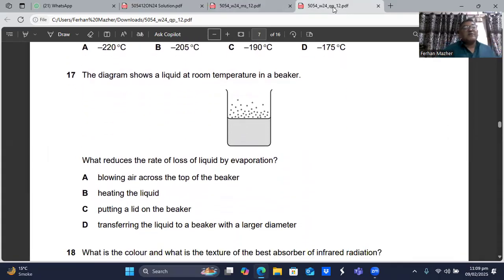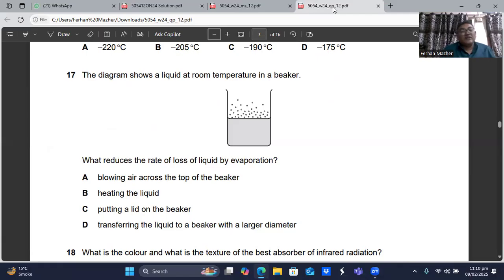Question number 17 coming up on your screen. The diagram shows a liquid at room temperature in a beaker. What reduces the rate of loss of liquid by evaporation? So if we want to reduce the rate of evaporation: blowing air across the top of the beaker will increase the rate of evaporation. Heating the liquid will also increase the rate of evaporation. Putting a lid on the beaker will reduce the rate of evaporation. Transferring the liquid to a beaker with a larger diameter.